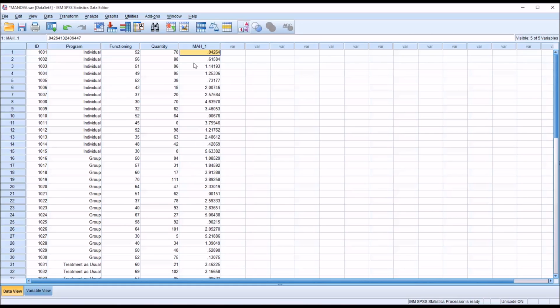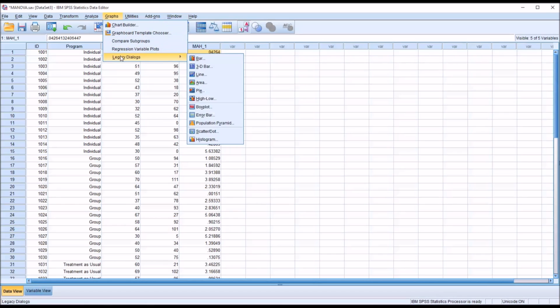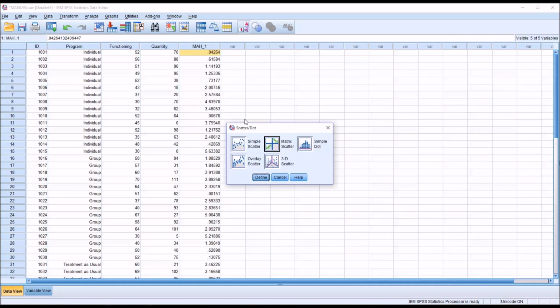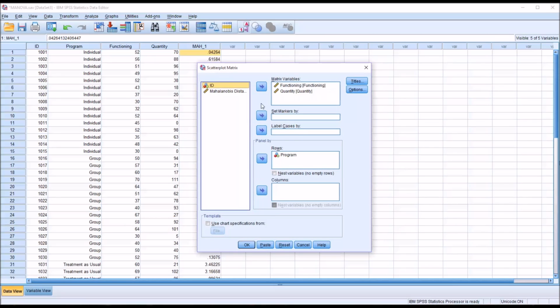So now that this is tested, we could clear this variable, but I'm just going to leave it up. And now we're going to build a scatter plot. So I'm going to go to Graphs, Legacy Dialogs, all the way down to Scatter/Dot, and I want the matrix scatter here. And then I have three choices. One is define, so I'm going to define. You can see I've already populated these variables, but I'll show you what I did here. It's functioning and quantity to matrix variables, and program to the row list box.